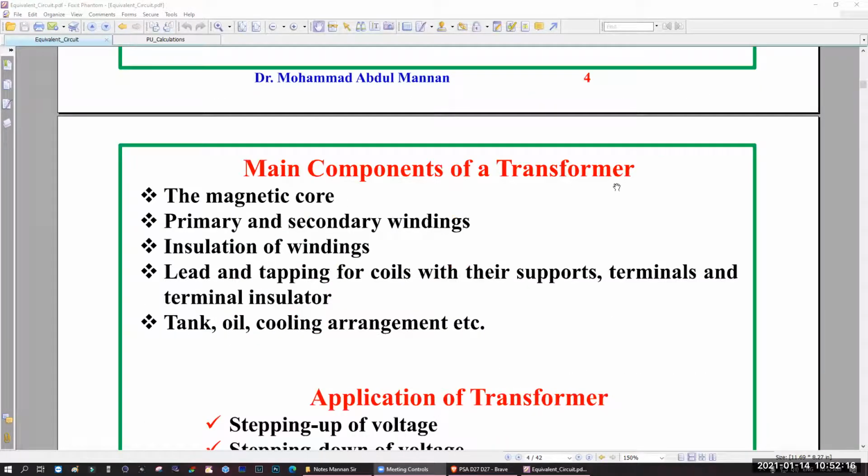Now the main components of the transformer: the magnetic core, primary and secondary winding, insulation of the winding, leads, and tapping for the coil, with their support terminals and the terminal insulators, tank, oil, cooling arrangement, etc.